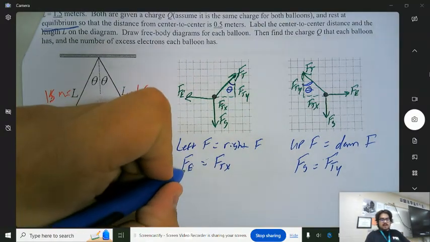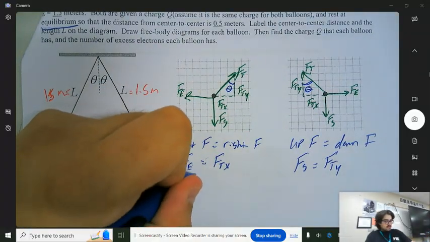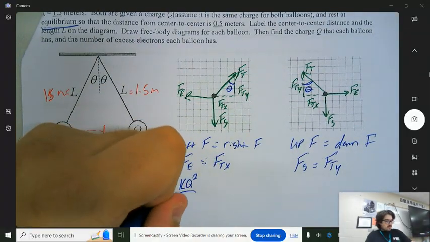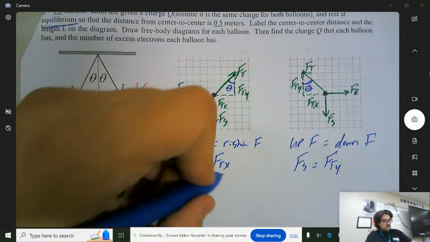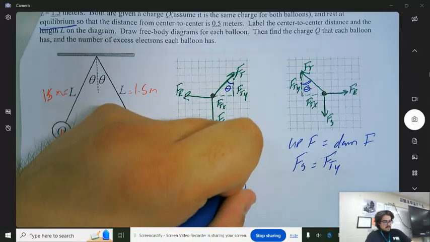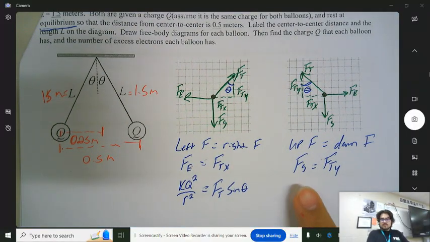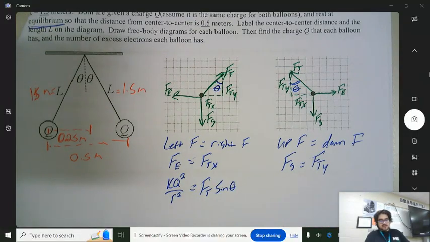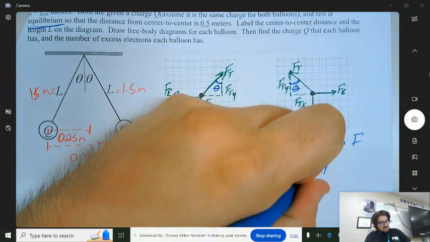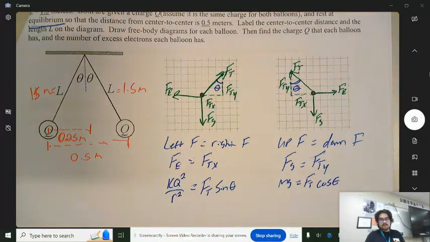So right here, F sub e equals F_Tx. If we expanded it out, you would get kq squared over r squared. And the reason we're able to square q is because the charges are the same. It equals F_T sine theta. Then on the right side, so up equals down, you would get mg is equal to F_T cosine theta.